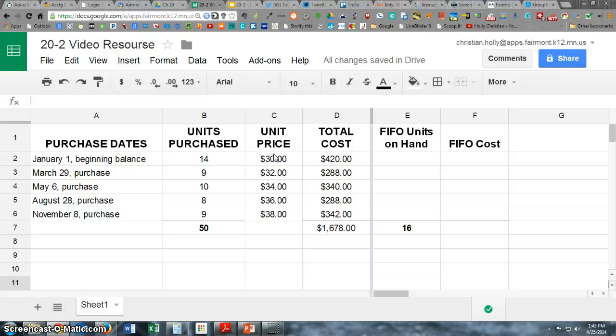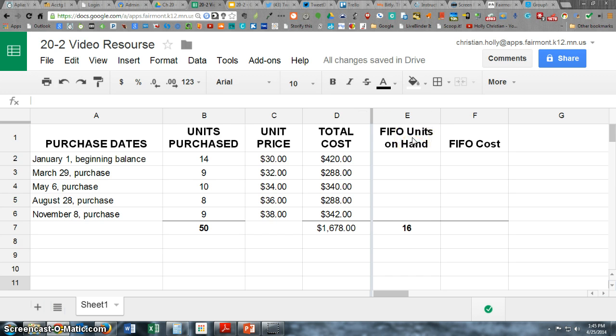So what I want you to do for the moment is copy columns A through D, purchase dates, units purchased, unit price, total cost, and all of this information here onto your piece of scratch paper. So pause this video and copy that information down. Okay, so now you should have it copied down. We're going to do the FIFO method.